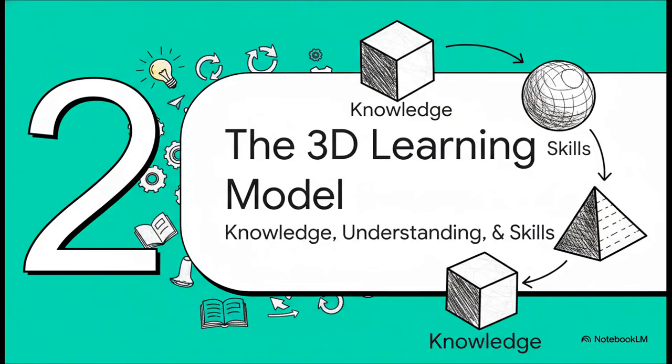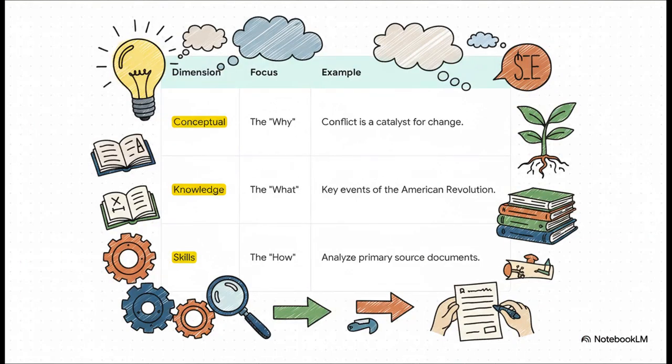To make learning goals that really stick, we have to think in 3 dimensions. It's just not enough to know things anymore. Real learning happens when you integrate knowledge, understanding, and skills. It really breaks down like this. You've got conceptual understanding, that's the big idea, the why. Then you have knowledge, which is the factual content, the what. And finally, you have skills. These are the processes students need, the how. A really great learning objective weaves all 3 of these together. Students use their skills on the knowledge to arrive at that deep conceptual understanding.